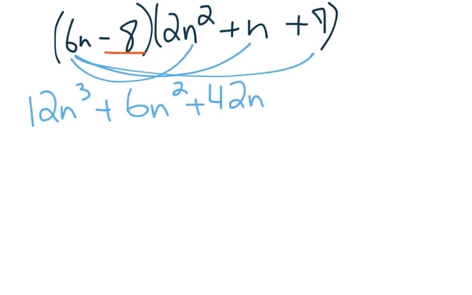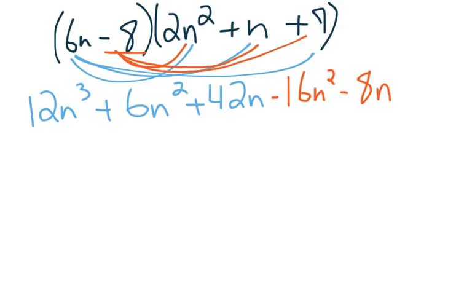Now I'm going to multiply negative 8 by everything. Negative 8 multiplied by 2n squared becomes negative 16n squared, and then negative 8 multiplied by n is negative 8n, and then negative 8 multiplied by 7 is negative 56.